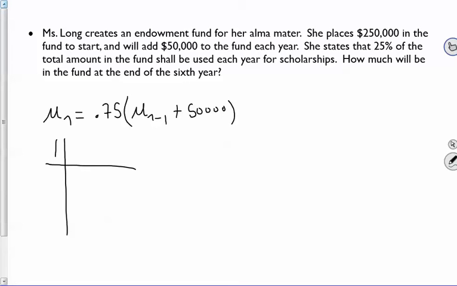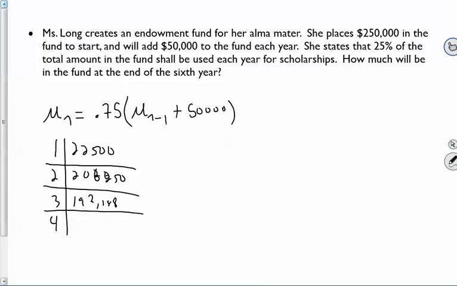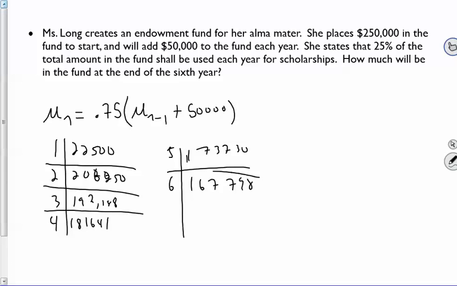First year she started with was 225,000. Second year, plug it in there, that's 206,250. Third year, 192,188. Fourth year, 181,641. Fifth year, 173,730. Sixth year, 167,798. There you go, right there.